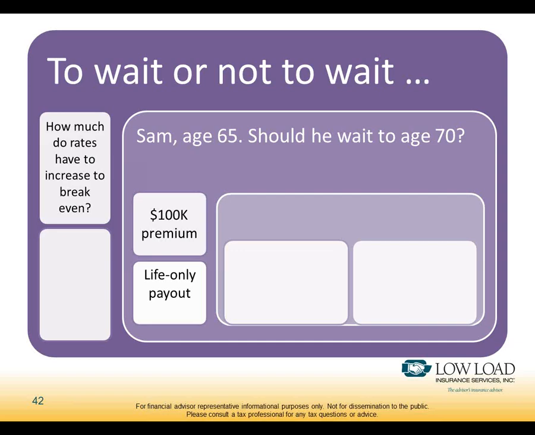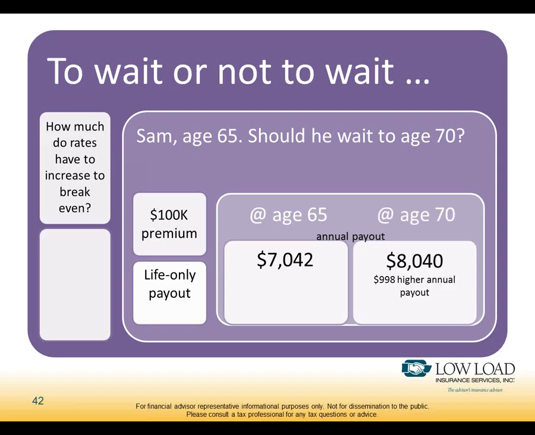So Sam's going to put in $100,000, and we're going to look just at a life-only payout. Today, at age 65, that $100,000 for Sam is going to give him $7,042 a year in income. If Sam waits to age 70 to buy that same annuity, and we're assuming today's interest rates, he would get about $1,000 more a year, $998 to be exact, in income.